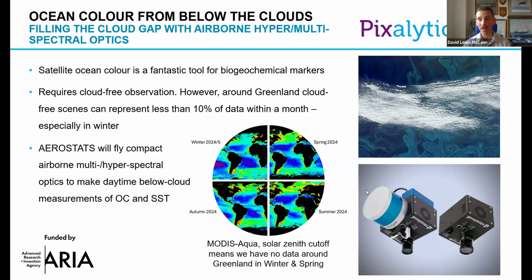So what Sam Lavender at Pixelytics in the UK is doing is finding either hyper or multispectral optics that will be flown on a drone below cloud, which is a low light environment at all times of the year. So both in winter when we have very little light and in the summer, to make observations of ocean color. So we are planning to fly these systems year round, but especially in winter, which is when there's almost no ocean color measurements.